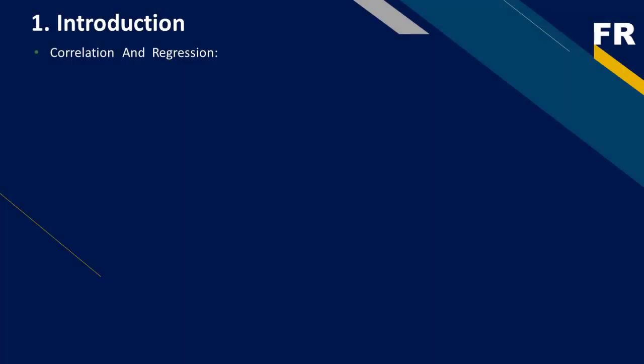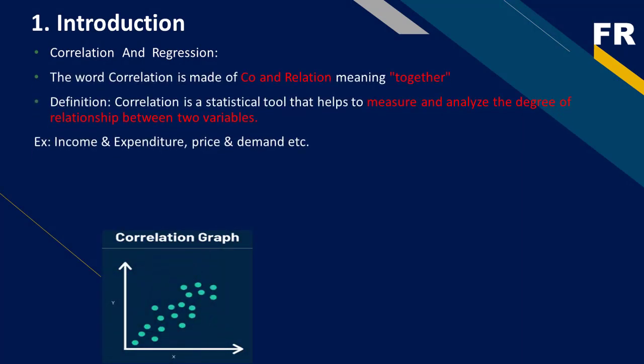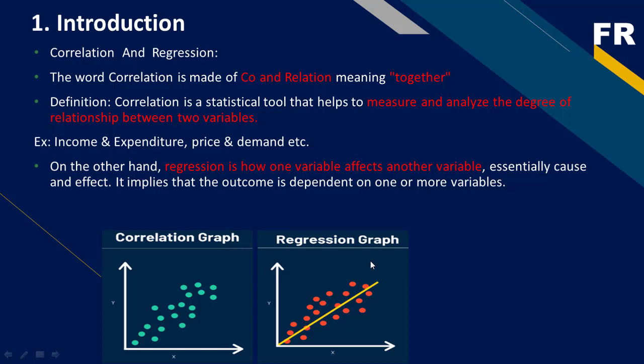We'll see first introduction, correlation and regression. The word correlation is made of co and relation, that is together. Definition of correlation: it is a statistical tool that helps measure and analyze the degree of relationship between two variables. Examples of these: income and expenditure, price and demand. On the other hand, regression is how one variable affects another variable. Essentially, it is a cause and effect. It implies that one outcome depends on another variable.